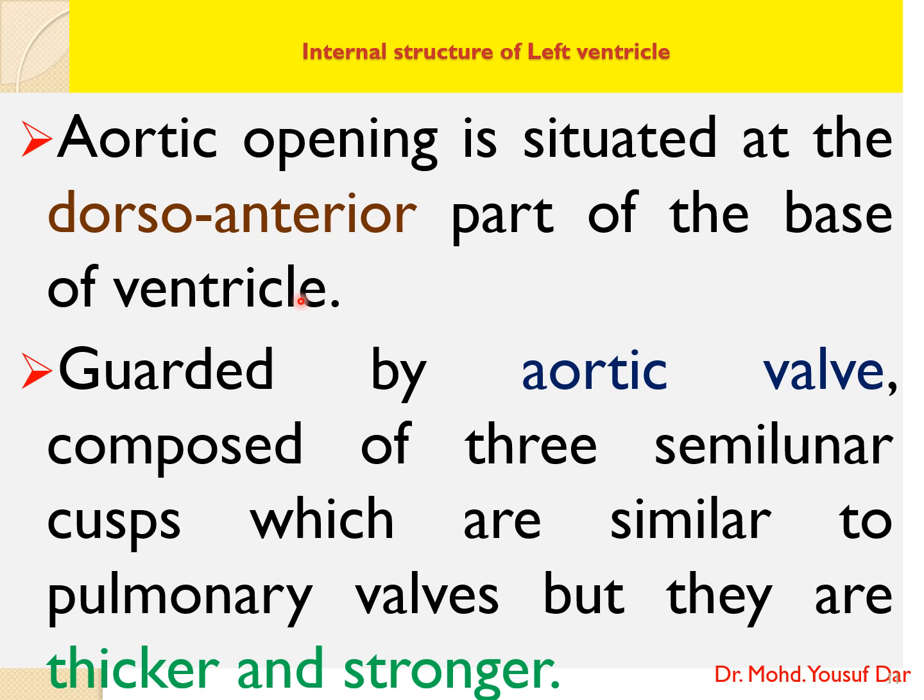Now there is another opening present in the left ventricle that is known as aortic opening. This aortic opening is present on the dorso-anterior aspect of the base of the ventricle. And this opening is guarded by valves known as aortic valves. These aortic valves are composed of 3 semilunar valves, which are similar to pulmonary valves, but they are thicker and stronger.